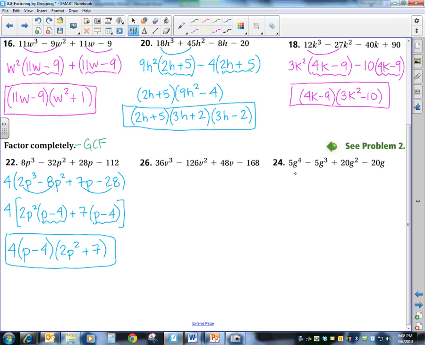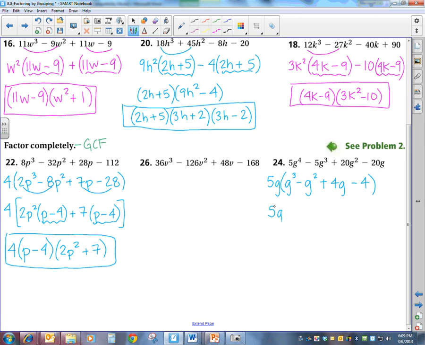Okay, let's go to 24. 24 says 5g to the fourth minus 5g cubed plus 20g squared minus 20g. I think I've got a 5g in everything. There's a g in every term. The lowest exponent is a 1. And we know 5 goes in all those numbers. So that leaves me with g cubed minus g squared plus 4g minus 4.